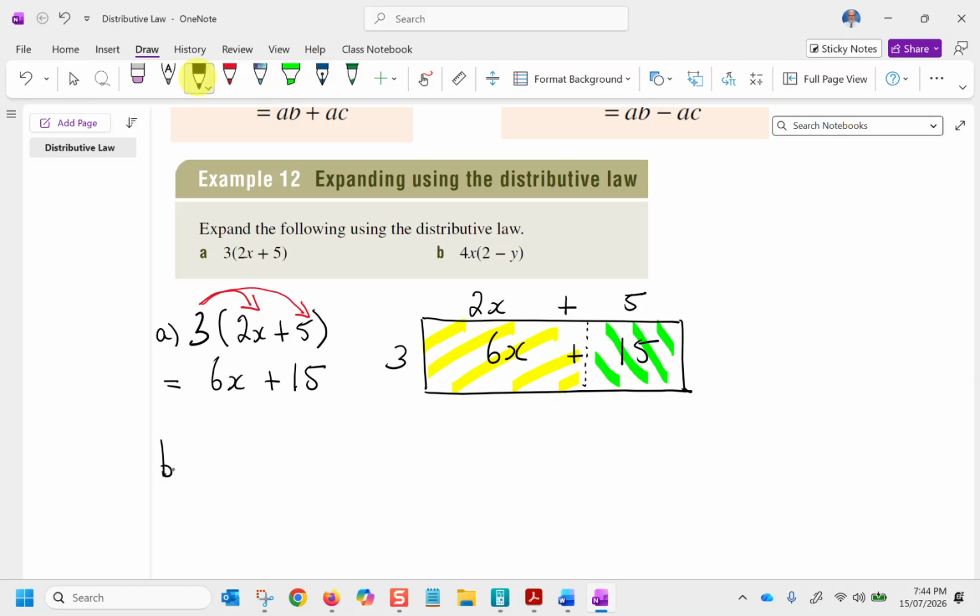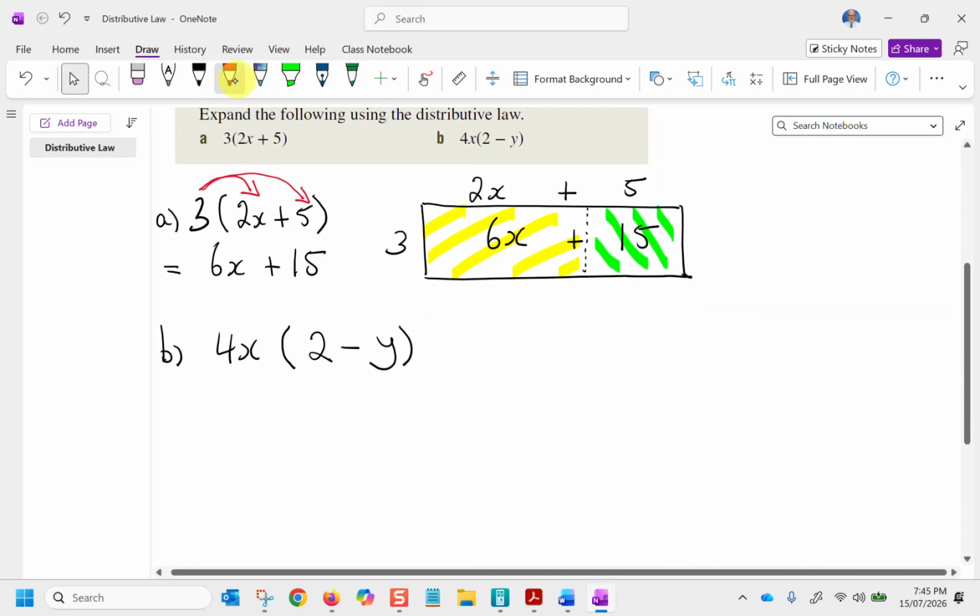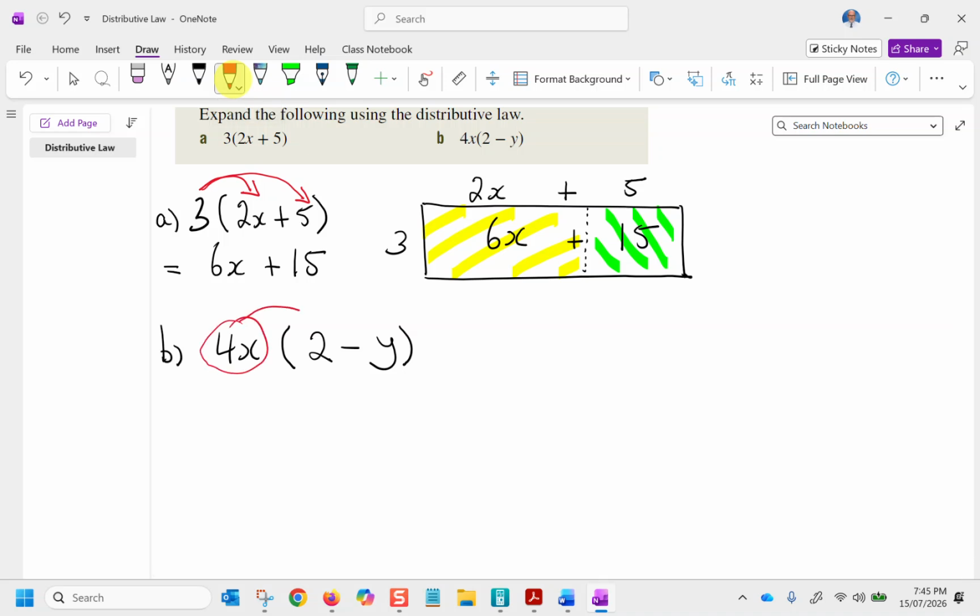Now we'll try the second example, part B. This time we have 4x outside the brackets multiplied by 2, subtract y. Again, we can use arrows. Now this time it's all of this term 4x multiplied by 2, followed by all of this multiplied by y. So 4x multiplied by 2 is 8x. Copy the subtraction sign. 4x multiplied by y is 4xy. Again, we could have done a rectangle.